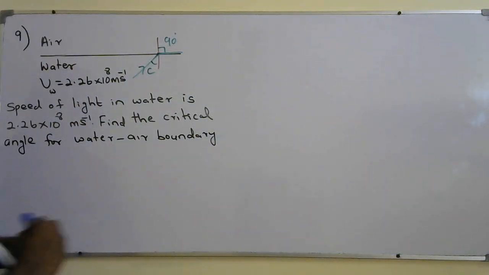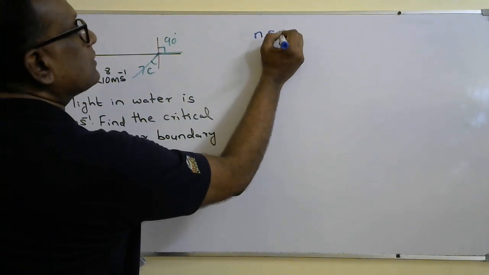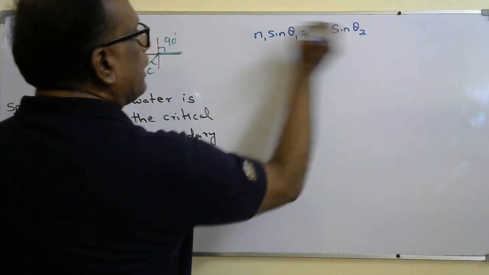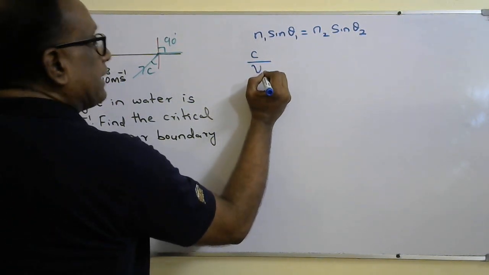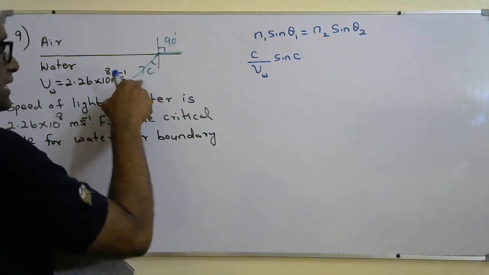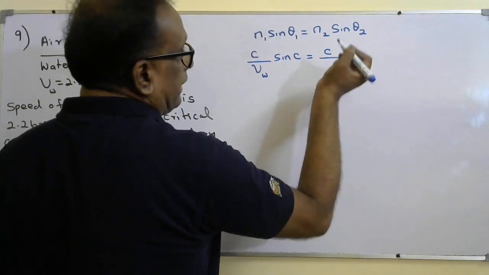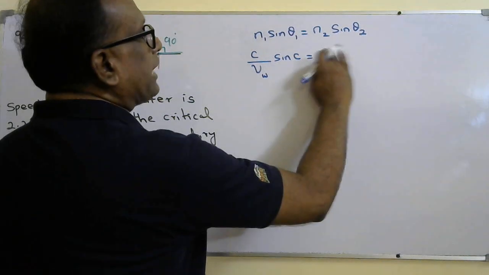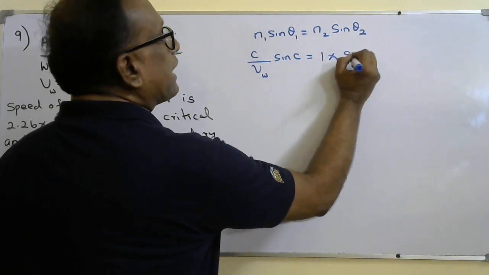Here also we can use Snell's law, the equation n1 sin theta 1 equals n2 sin theta 2. n1 means the speed of light in vacuum over the speed of light in the first medium, that is in water. Sin C, the critical angle occurs inside water. n2, we know the refractive index of air is 1, so that is 1 into sin 90.